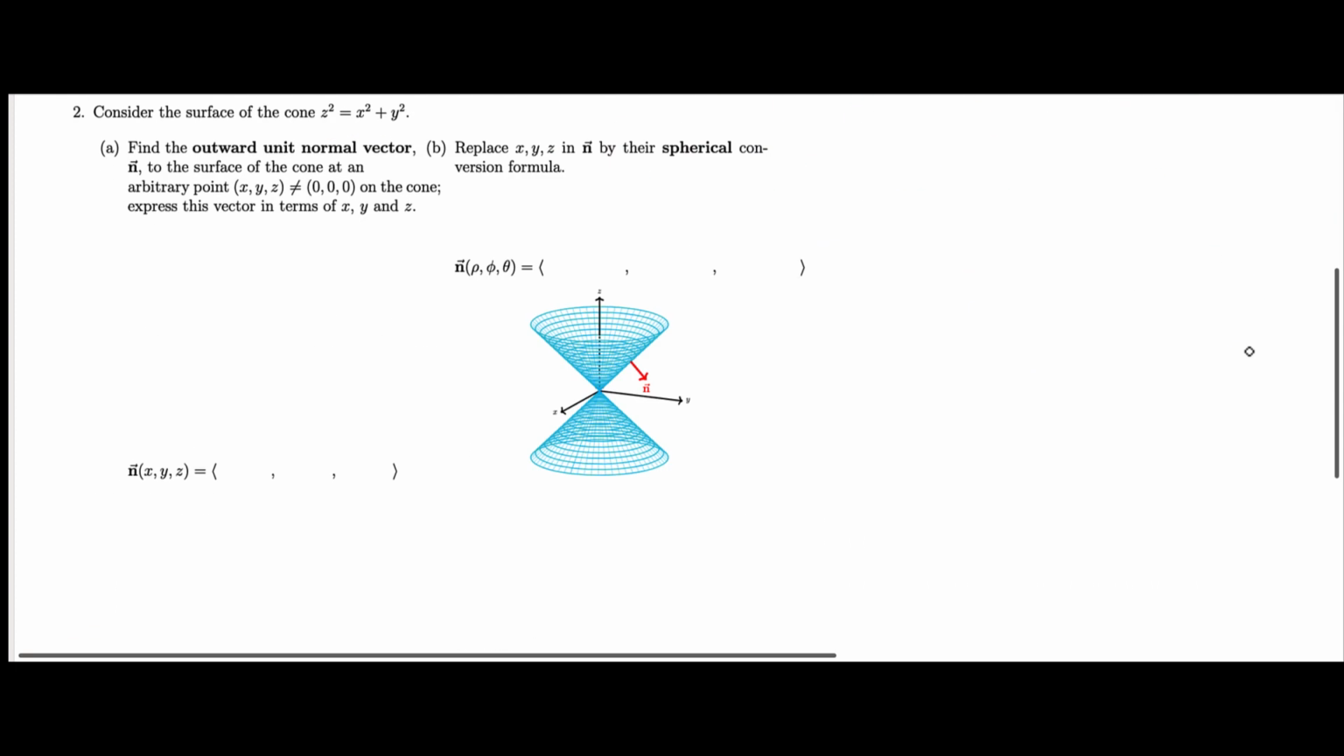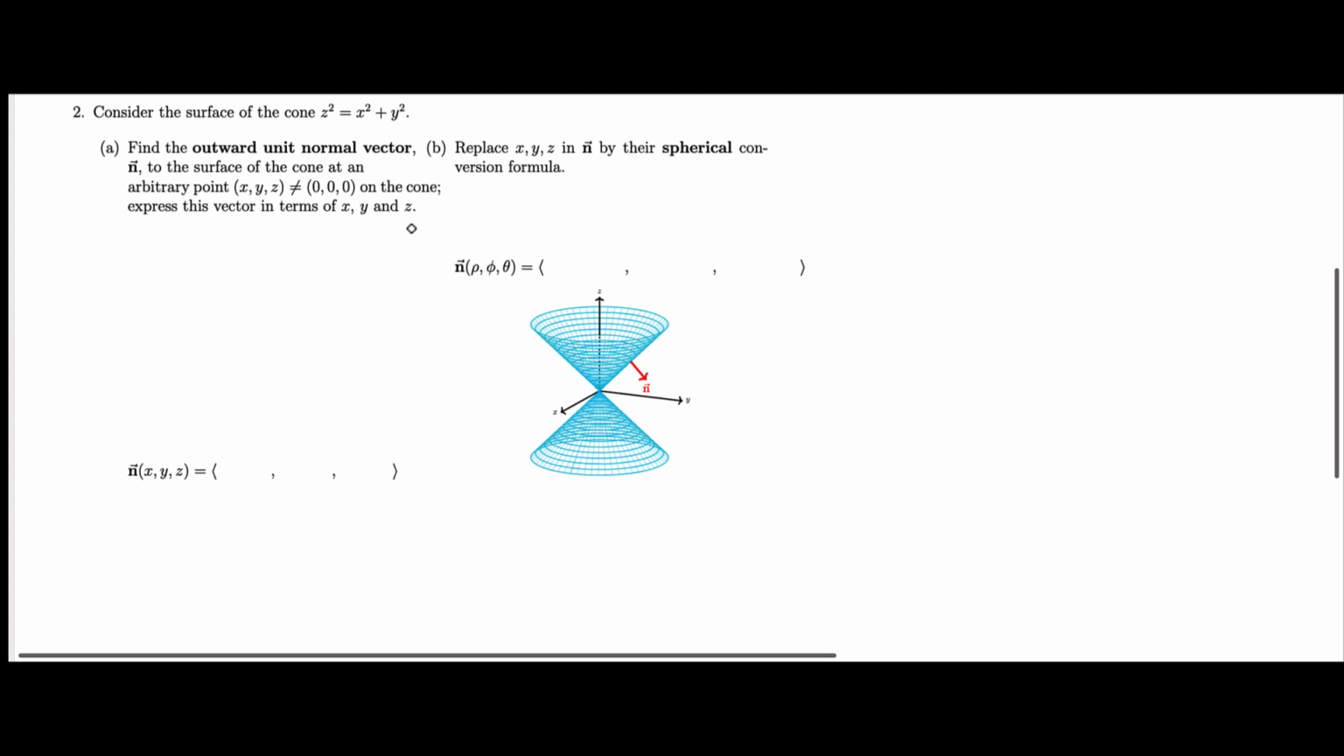In this question, it's asking, consider the surface of the cone, z squared equal to x squared plus y squared, and find the outward unit vector n to the surface of the cone at any arbitrary point except for the origin. Why not the origin? Because the origin is where the gradient is going to be the 0 vector and it's not going to be defined basically. Express the vector in terms of x, y, and z. Then the next part is asking to replace x, y, and z by their spherical conversions.